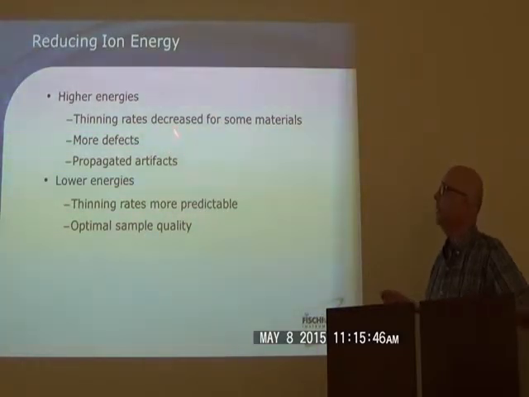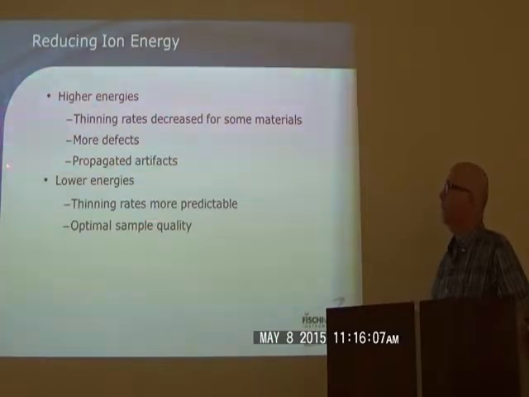There are a lot of reasons for that. Part of that is, again, the law of diminishing returns, where we're creating more defects, we're having more back sputtering, and a lot of weird things are going on. But that's the story as to why we don't want to go too high in energy. Some additional problems can occur, more defects moving around. At lower energies, the thinning rates are always more predictable, and that's our sweet spot for optimizing sample quality, or specimen quality. That's where we want to work, 6 kV and below. Next slide, please.